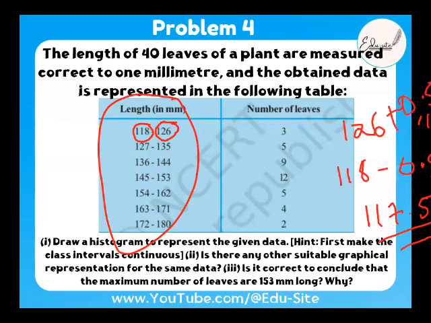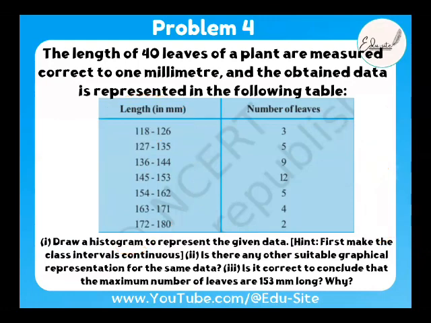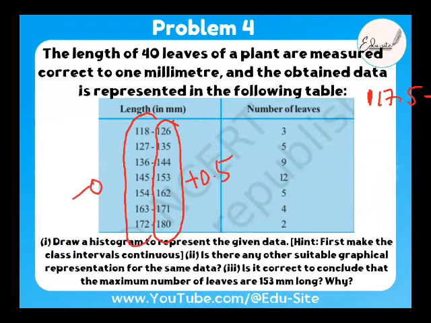Because you want a continuous class interval. अगर इतना changes आप करोगे, तो this class interval will become continuous. Let's see whether it becomes continuous or not. 118 minus 0.5 is 117.5. What is 126 plus 0.5? It is 126.5. Upper class में जो भी है, you have to add 0.5, okay? यहाँ पे जो भी है, you have to subtract 0.5. Make this class intervals continuous.